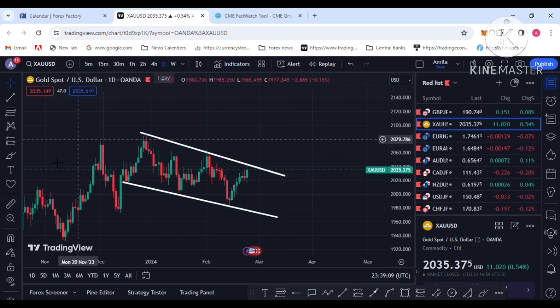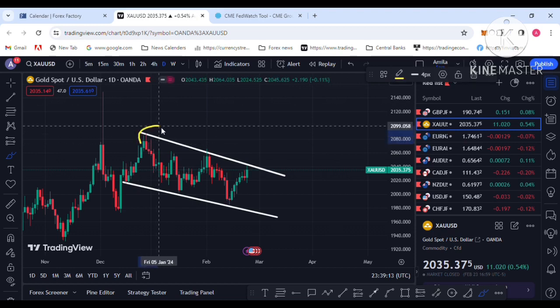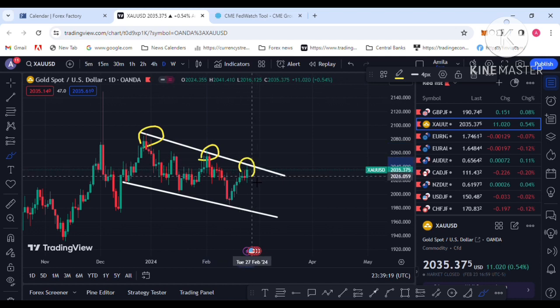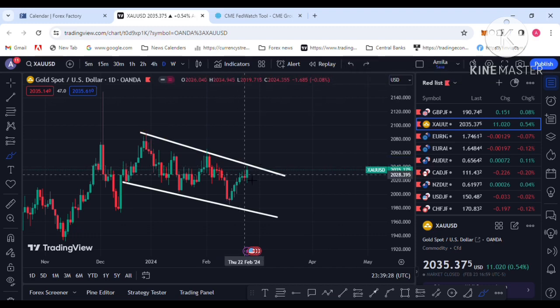So I'm on the daily chart. What is going on with gold next week? Let's see the technical picture. This trend line is the key area for gold trading next week. I am hoping that if this trend line breaks out to the upside, that is bullish for gold. I am saying this technically.